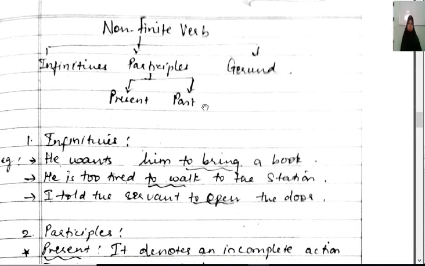Students, today we are going to start with a new grammar topic, that is non-finite verbs. In your exam, they will ask you, fill in the blank with suitable non-finite verb. So you should know what non-finite verbs are. Non-finite verbs are of three types. They are infinitives, participles and gerund. Today we are going to see each non-finite verb in detail.